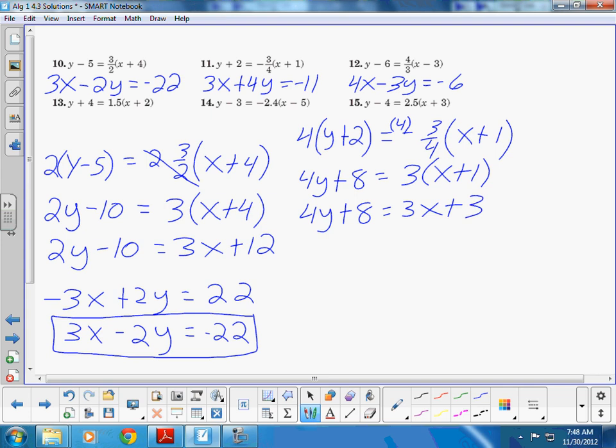Again, I'm going to move the 3x to the left side and the 8 to the right side. So I'm going to have a negative 3x plus 4y equals 3 minus 8 is a negative 5. The answer from the book for number 12 is a negative 6.